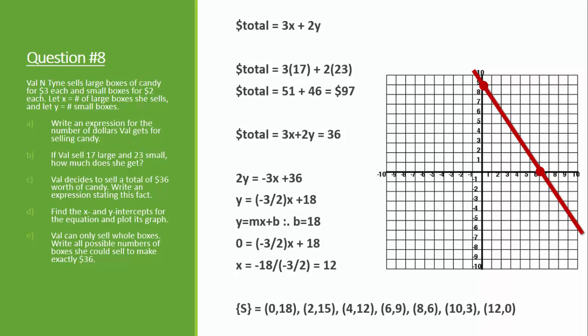And so by solving the math, by plugging it into the equation, or by looking at your graph and seeing where that line crosses through the intersections where x and y are equal to whole numbers, and simply reading it and writing down the different points, your x and y values will solve this question: how many of each type does she need to sell to make exactly $36 worth?